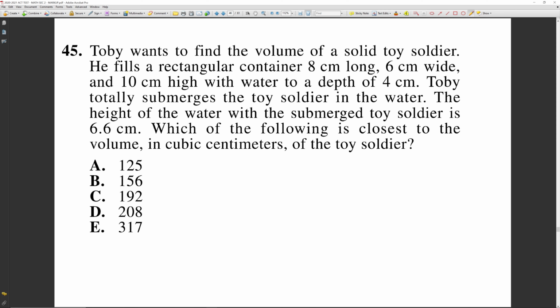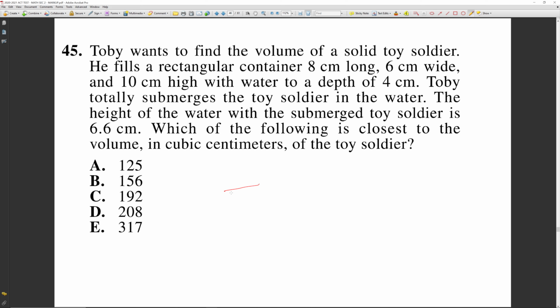Number 45, to the end. Which of the following is closest to the volume in cubic centimeters of the toy soldier? Okay, let's keep that in mind. Toby wants to find the volume of a solid toy soldier. He fills a rectangular container 8 centimeters long, 6 centimeters wide, and 10 centimeters high with water to a depth of 4 centimeters. Toby totally submerges the toy soldier in the water. The height of the water with the submerged toy soldier is 6.6 centimeters. Which of the following is closest to the volume in cubic centimeters of the toy soldier?